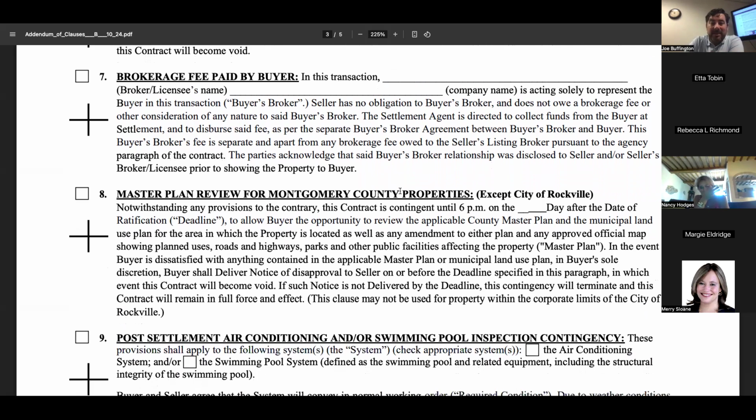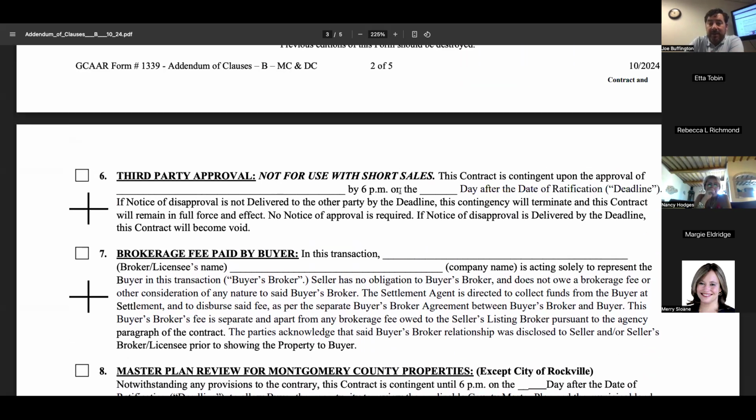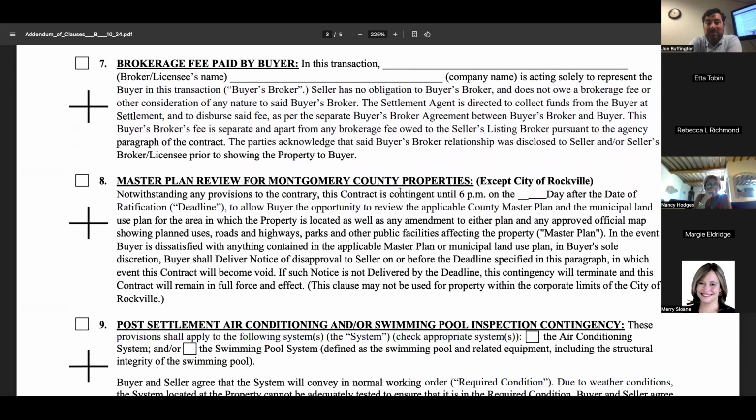7, this is a paragraph that I'm surprised they haven't taken out. I don't think that this is quite as relevant because now we're negotiating brokerage fees anyways.